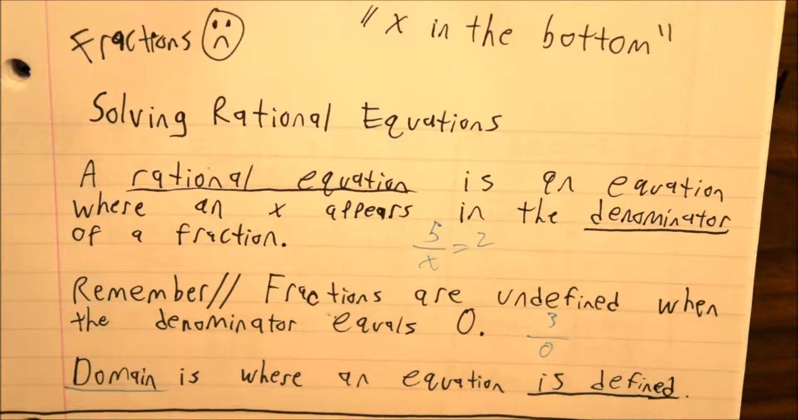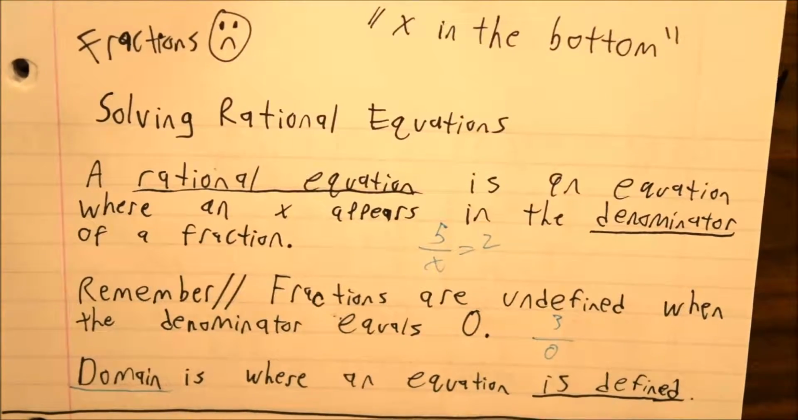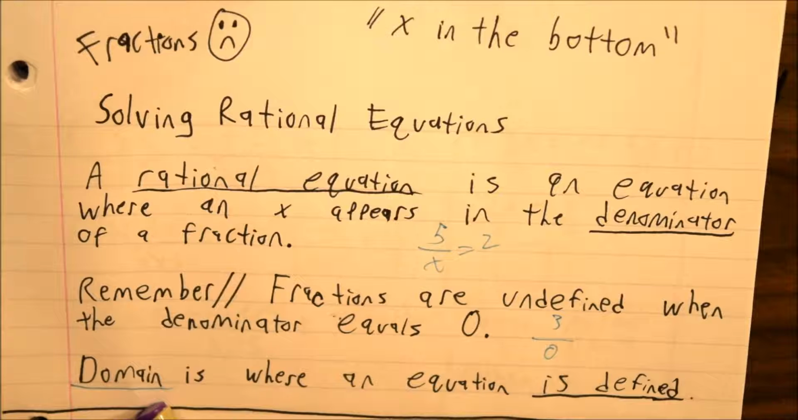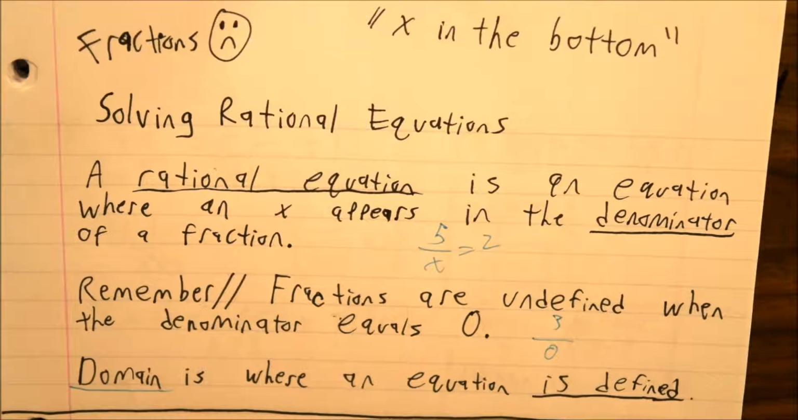Now, let's remember that a fraction is undefined when the bottom is 0, right? I can't divide a number by 0, and so a fraction is undefined there. And so when we look at rational equations, we have to really be concerned about that because we might get a solution that actually makes our equation undefined. And so we're going to call the domain of an equation to be where the equation is defined.